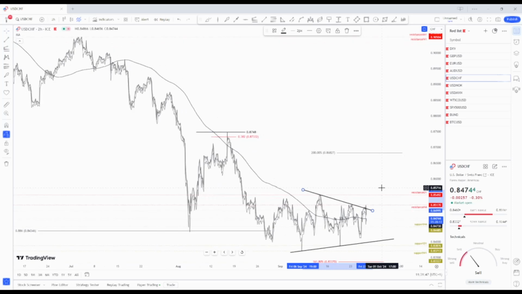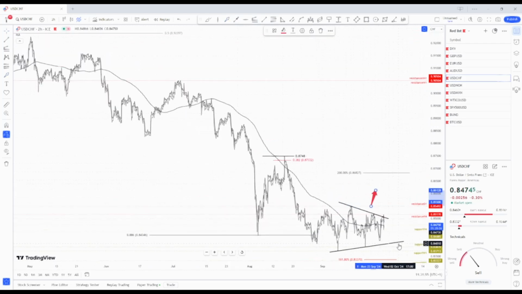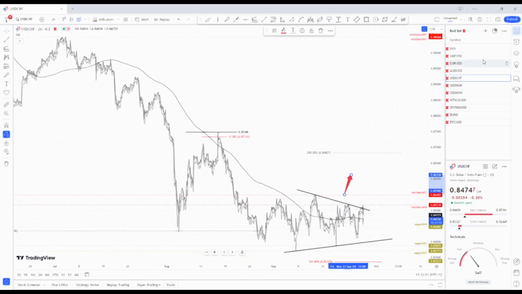That's a minor resistance level, but we still have this major resistance at 85.49 from the beginning of the week already there, and we still have this support level at 83.87 and 83.71, the major support level. So we're still in range, very similar to the DXY. We need to wait for a confirmation or a violation of those resistance or support levels.